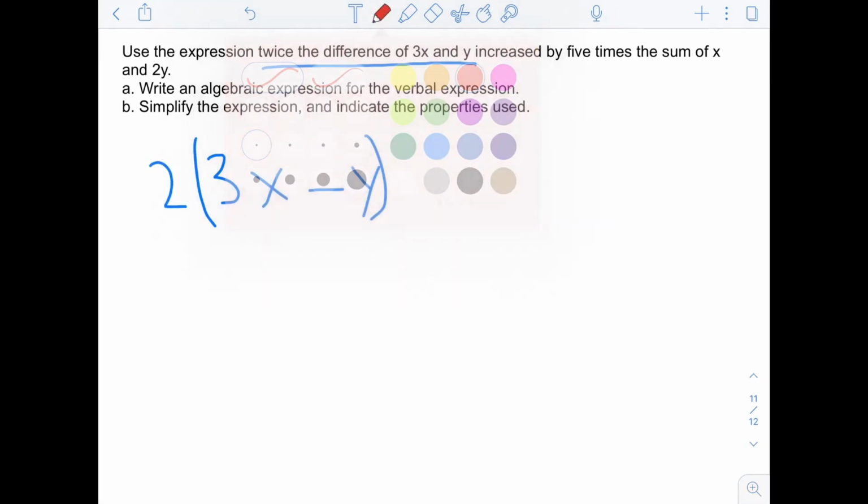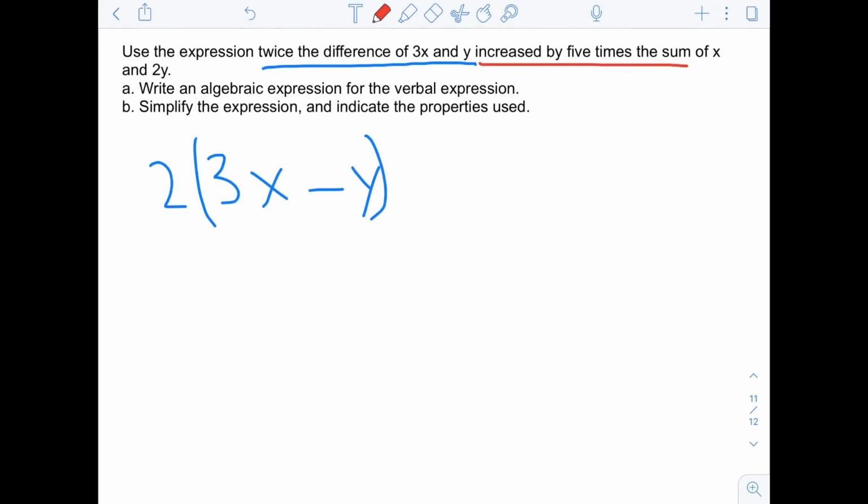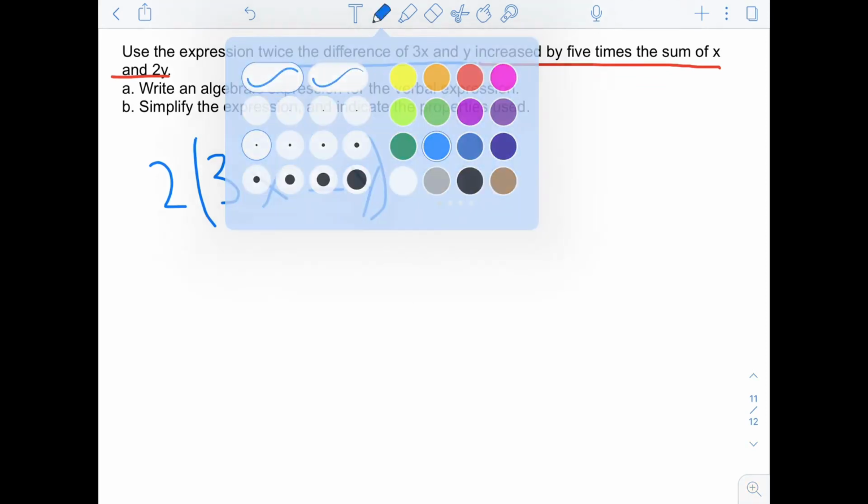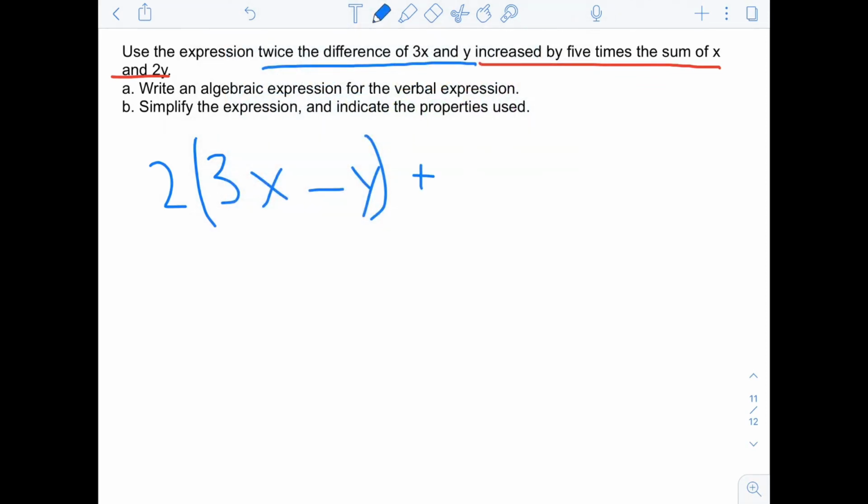Then the second part is increased by 5 times the sum of x and 2y. Increased by means that we're adding, so plus, and the sum of x and 2y is x plus 2y, because sum means addition, and it's 5 times that, so it's all times 5.